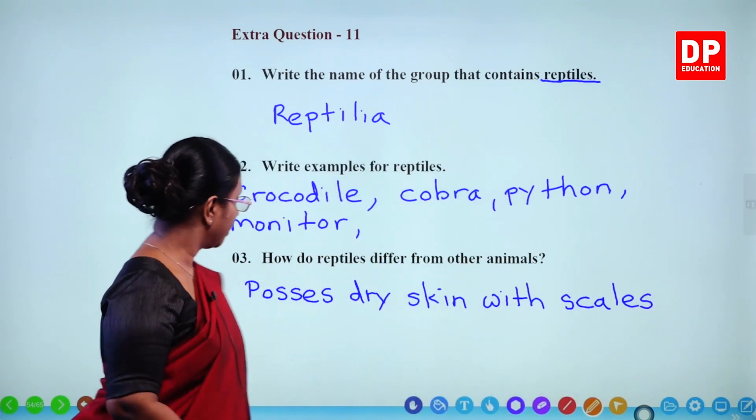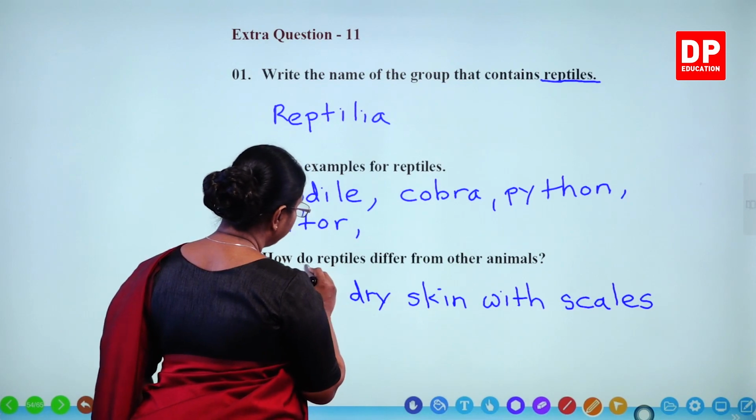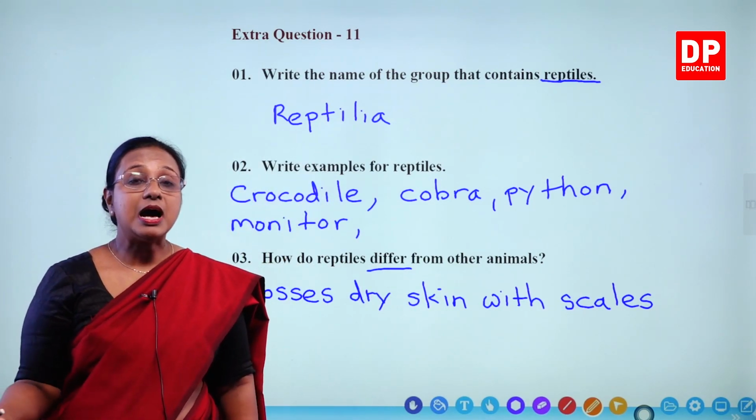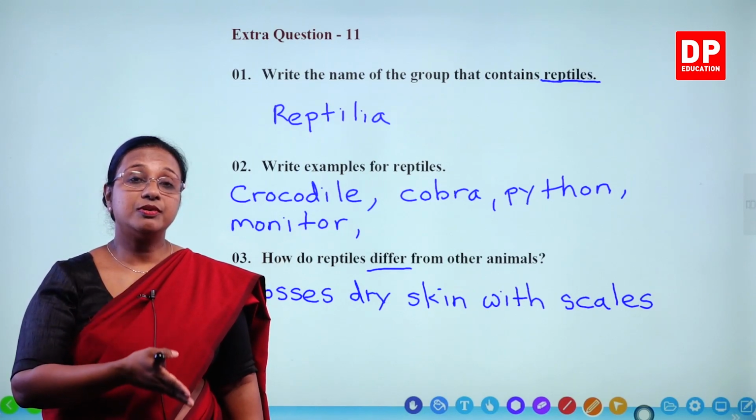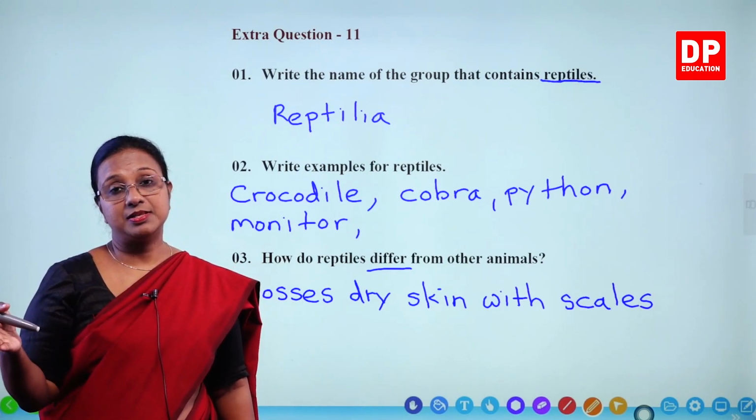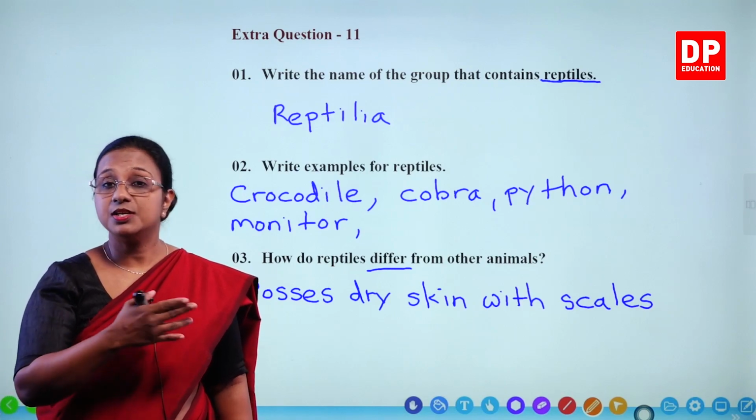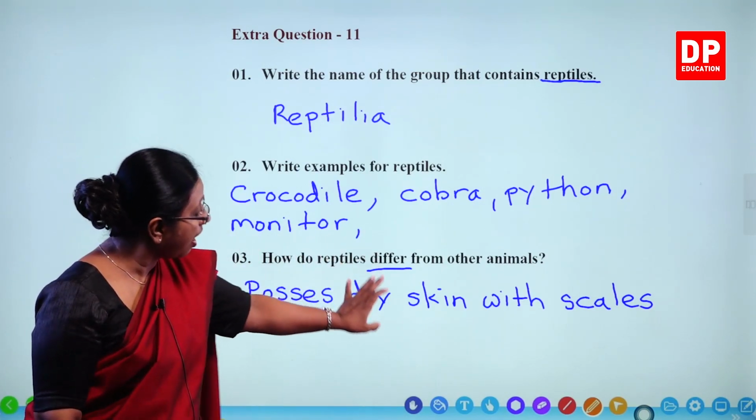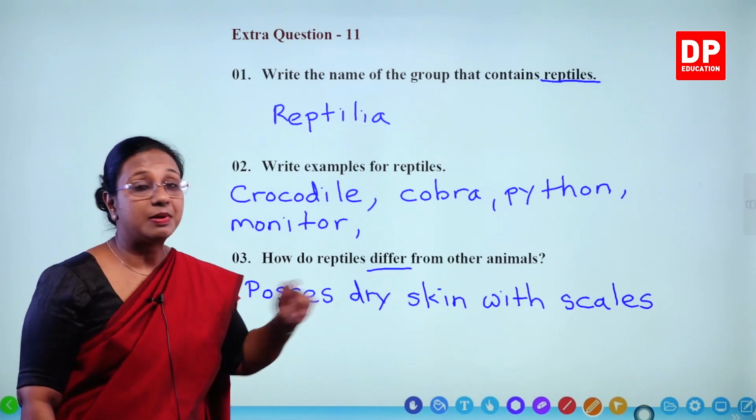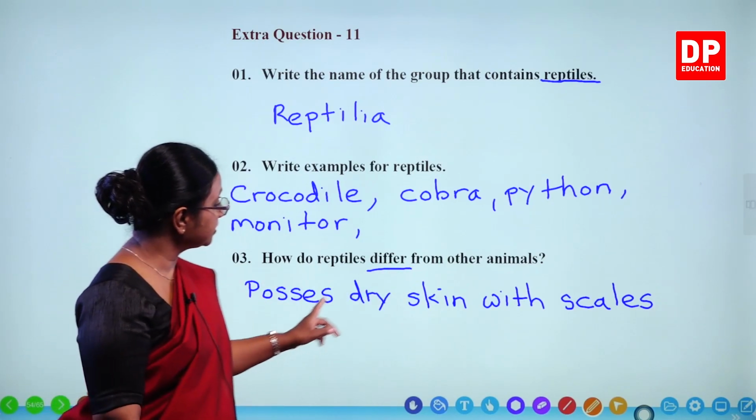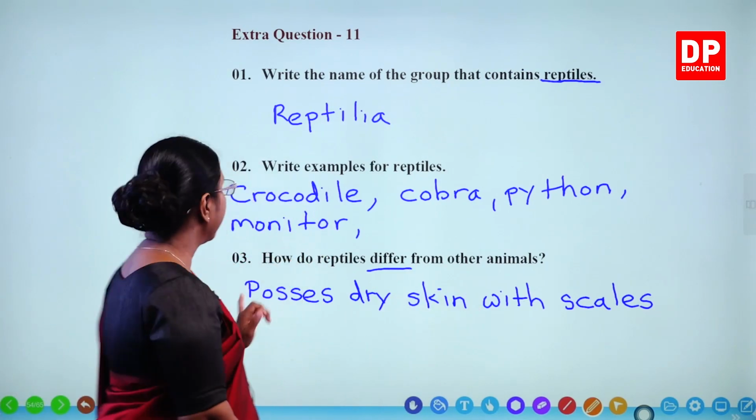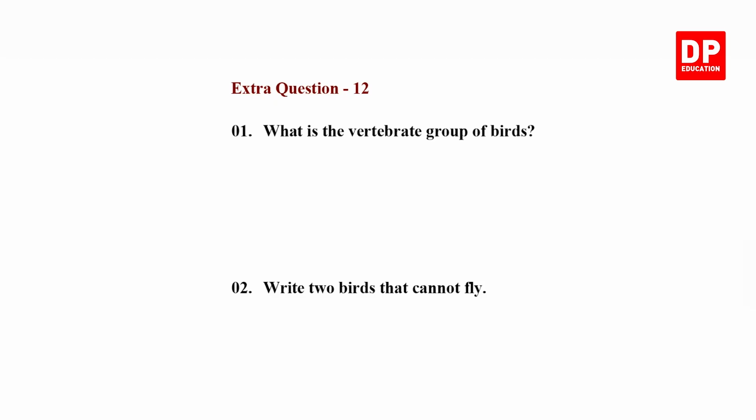Here they have asked how they differ from other animals. Lungs is a common feature to reptiles, aves and mammals. Then having limbs is common to many of the animals. So if it is how they differ, that is by this property. They possess dry skin with scales. So with that, I will move on to the next one, extra question 12.